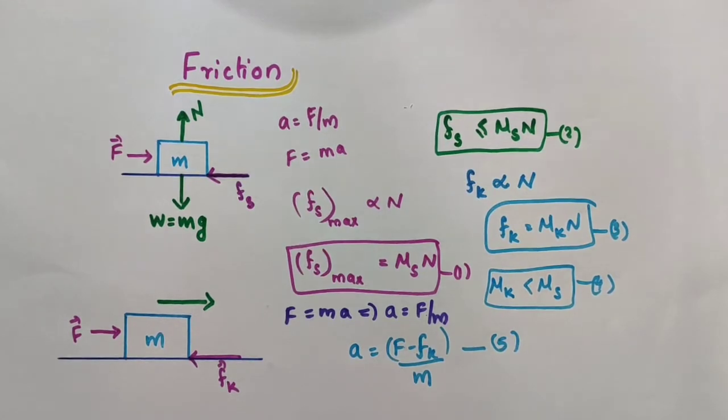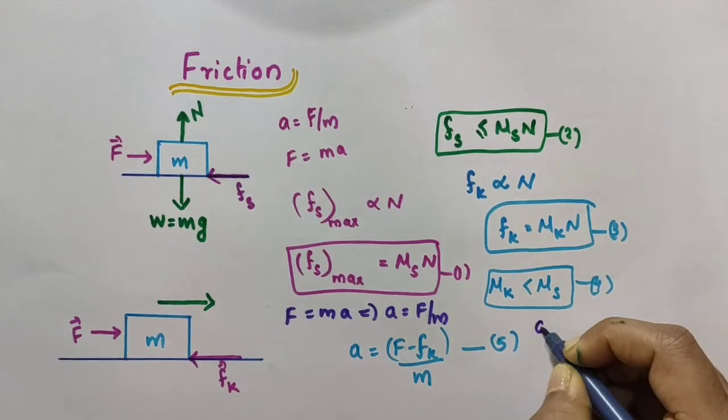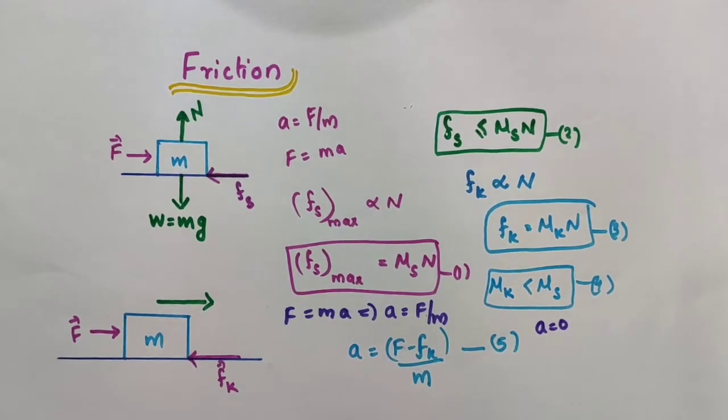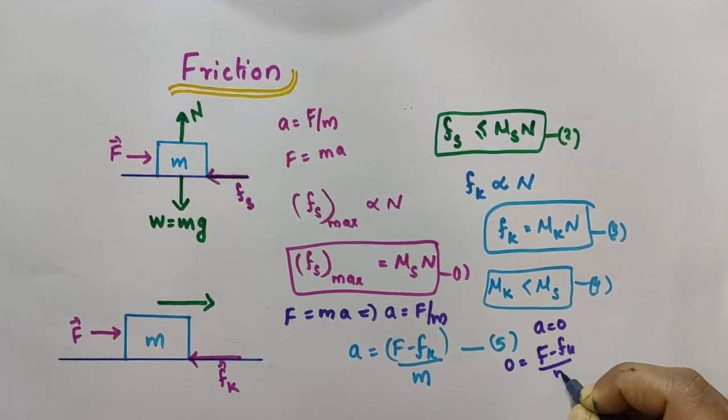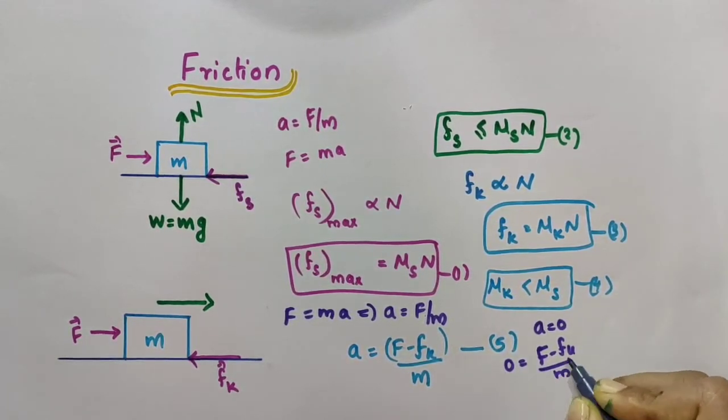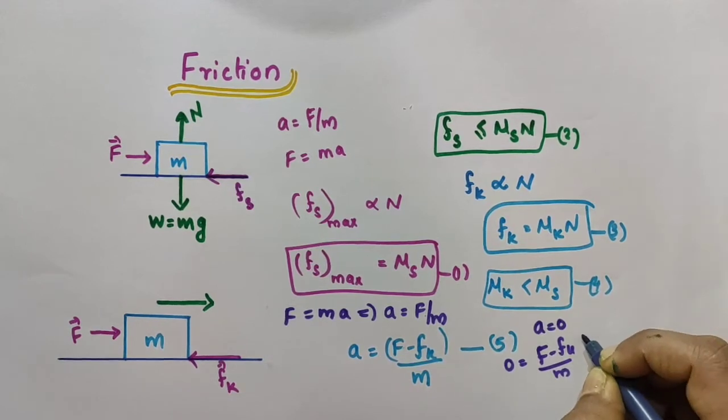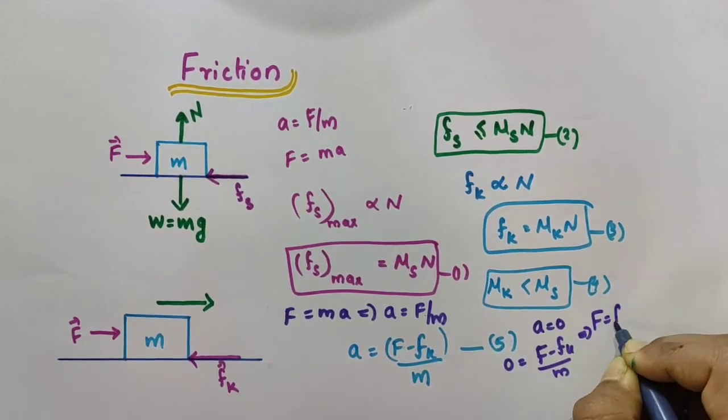Now, if the body is moving with constant velocity, then acceleration is equal to 0. Acceleration comes into play only when there is a change in velocity. Constant means uniform velocity, so there is no change in velocity. That means acceleration is 0. When acceleration is 0, this expression becomes 0 equals F minus Fk divided by m. Taking m to this side, that becomes 0. So F minus Fk is equal to 0, which implies F is equal to Fk.